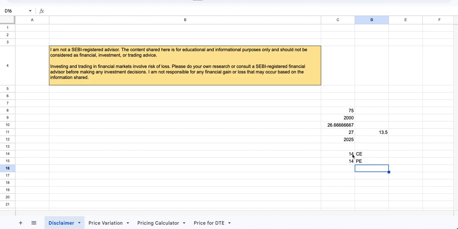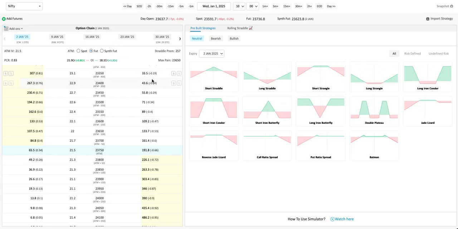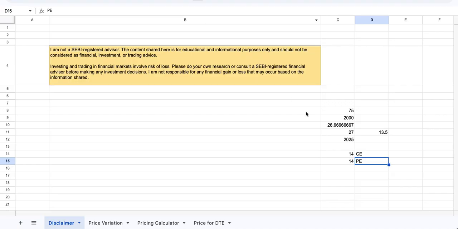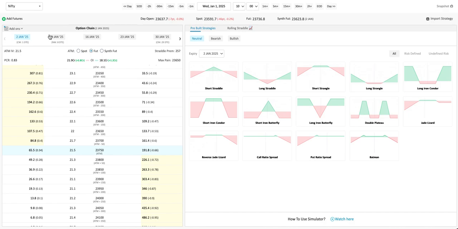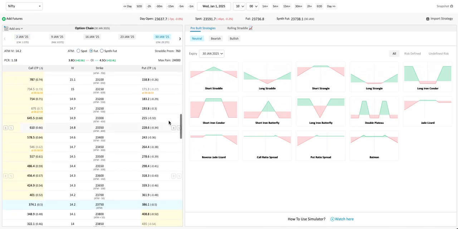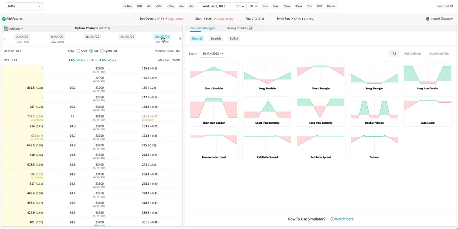Let us see if we can sell an option of value 14 rupees on the call side and 14 rupees on the put side. It might not be exactly 14, but we'll try to find something near 14. For that, let us go to the option simulator, and I have chosen 1st January 2025, the first day of the year. Remember that we are trying to collect 14 rupees premium from call and put option selling. Here we have come to the end of January, so that is the monthly contract, which expires on 30th January.